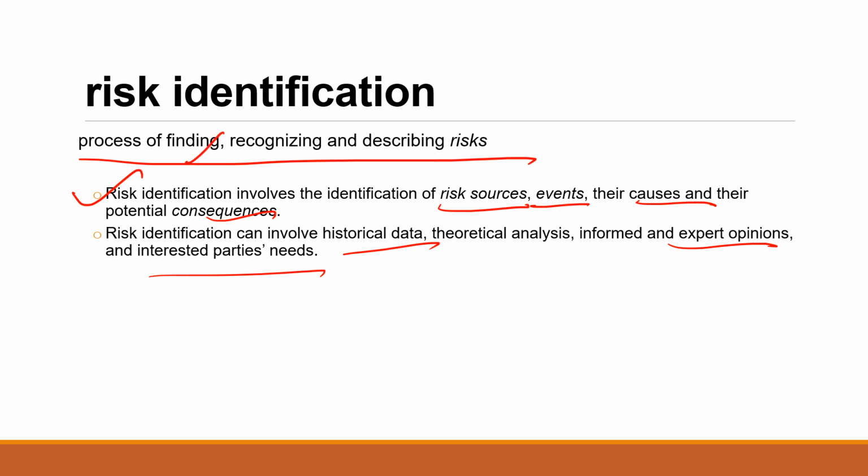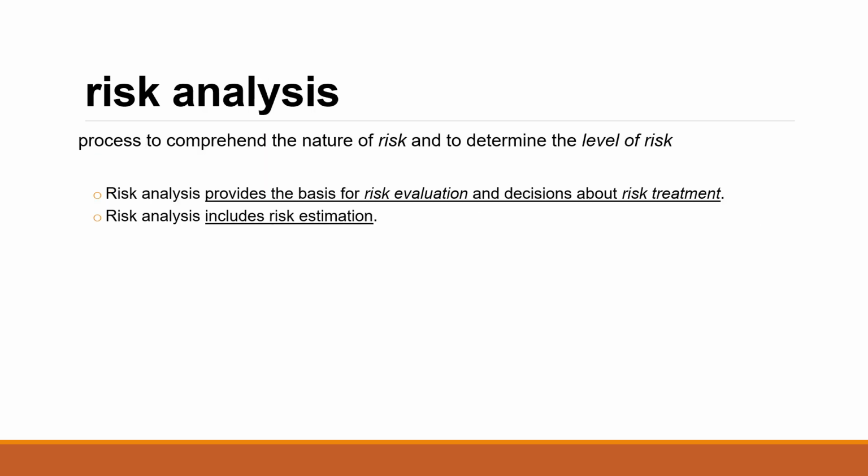Now that you have identified the risk, it is important to determine the level of the risk. You remember that to find out the level of the risk, we need to find out the likelihood and the consequence, and for doing that you can go by a qualitative or a quantitative method. If you see that matrix I was drawing, it is a process to comprehend the nature of the risk and to determine the level of risk.